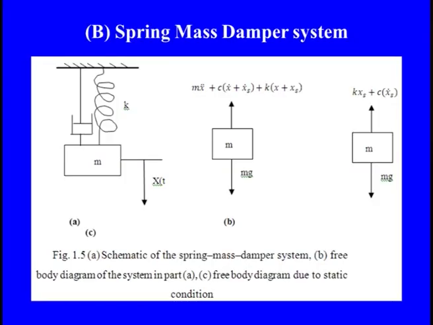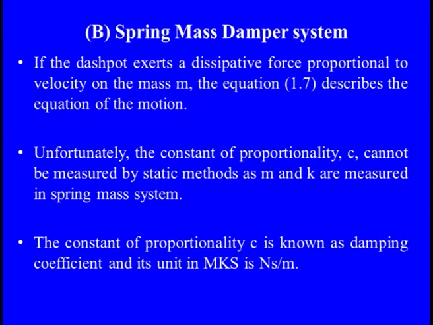So this is what our system is. We have the same mass, the spring and the damper, and these are all the forces: mx double dot, plus the damping coefficient c interacting with the velocity, and then the spring coefficient k with the displacement x and x0. When we balance these, we get the basic equation which we discussed already. If the damper exerts a dissipative force proportional to the velocity on the mass, the dissipated energy can be easily absorbed there.